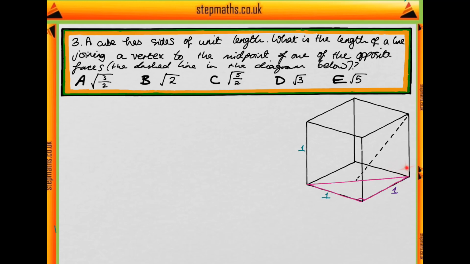So what we want to do is consider this pink triangle here, and the important thing to notice is that there is a right angle here, which is going to be hugely helpful because it means we can use Pythagoras' theorem, which is that the squares of each of the two shorter sides of the triangle, so the 1 and the 1, is equal to the square of the hypotenuse, which is the length we're trying to find. So see if you can use Pythagoras' theorem to work out the length of this diagonal here.